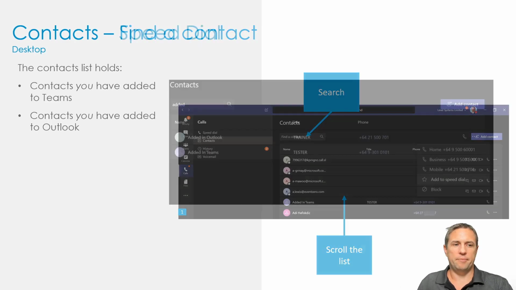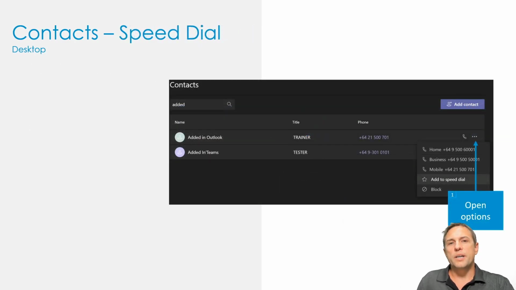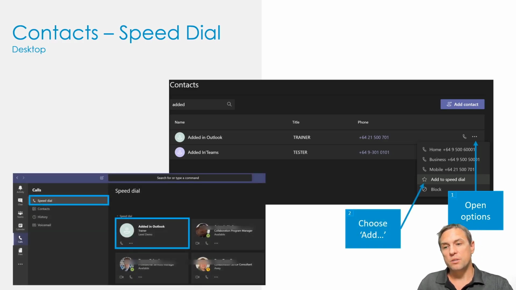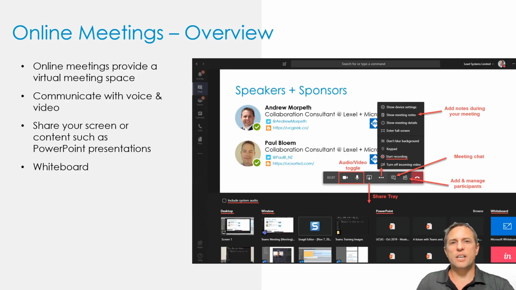Easy as that. If there are contacts we are in regular communication with, we can actually add them to the speed dial. Once you've found a contact you want to add to speed dial, click the More menu and simply click Add to speed dial. What that's going to do is, from the speed dials tab within the calls app, we're going to see them and we can quickly get access to them and make calls to them, in chats and that sort of thing. So that brings us to the end of the phone system PABX replacement capabilities of Microsoft Teams.